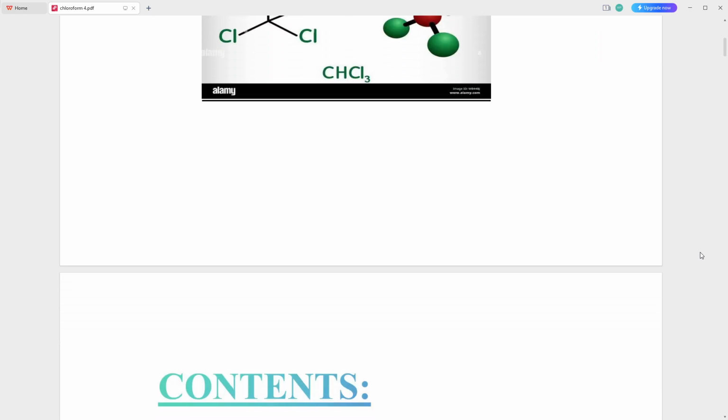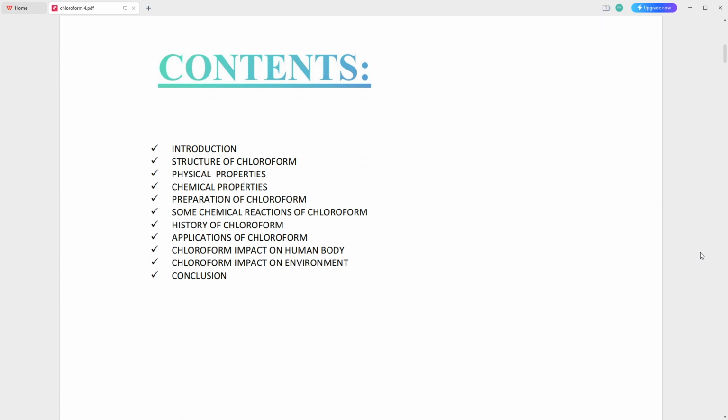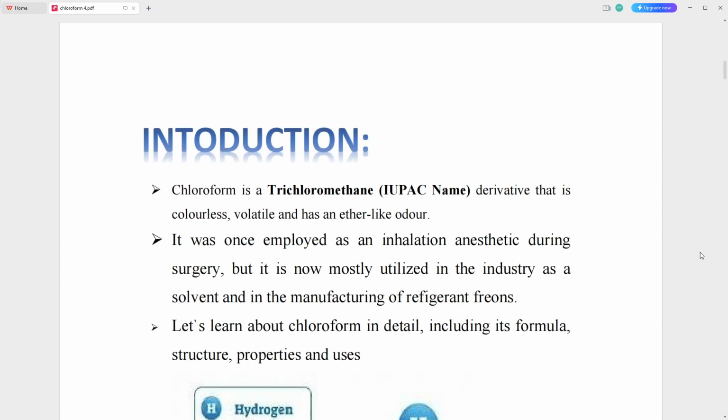Contents include introduction, structure of chloroform, physical and chemical properties, preparation of chloroform, some chemical reactions, history of chloroform, applications of chloroform, and its impact on human body and environment, and in the end, conclusion. So let's start with the introduction.